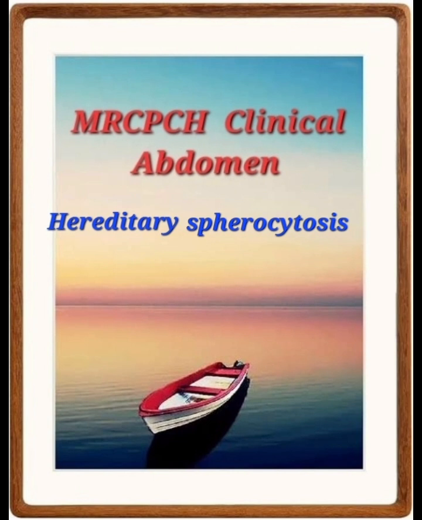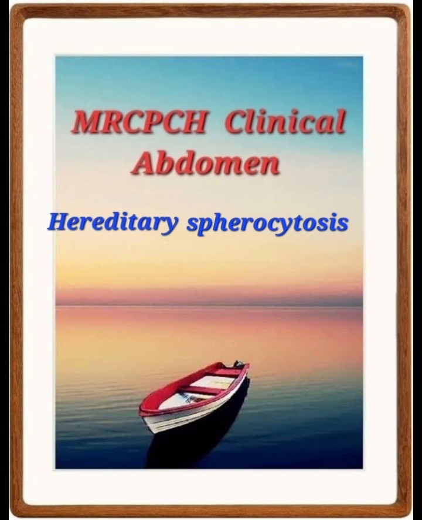So the investigations again: the EMA test, that is eosin-5-maleimide, genetic counseling, full blood count, liver function test, then peripheral blood film, and abdominal ultrasound. These include total and direct bilirubin, and parvovirus B19 serology is important here, as it causes anemia.